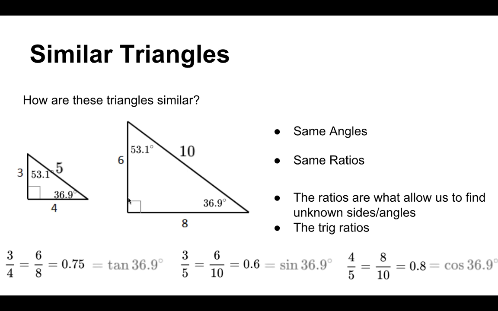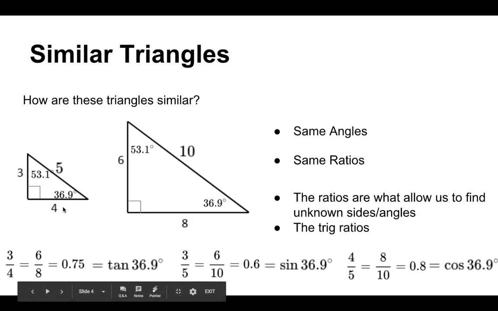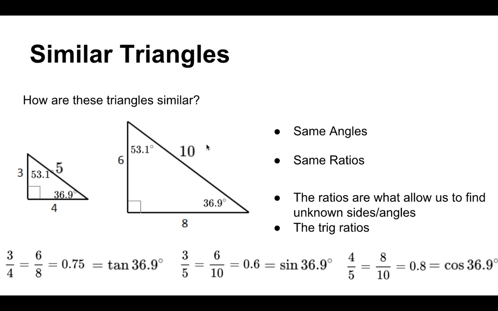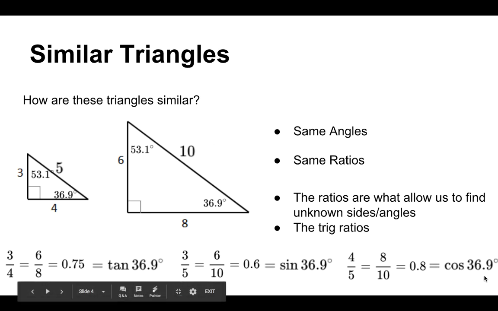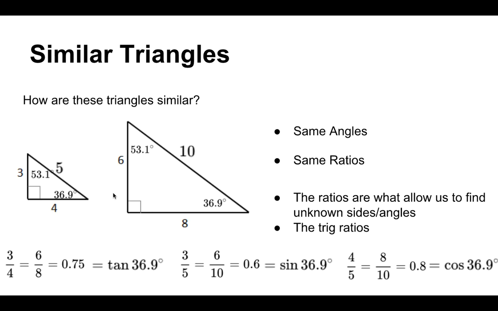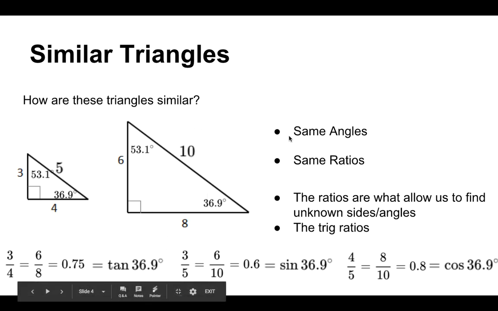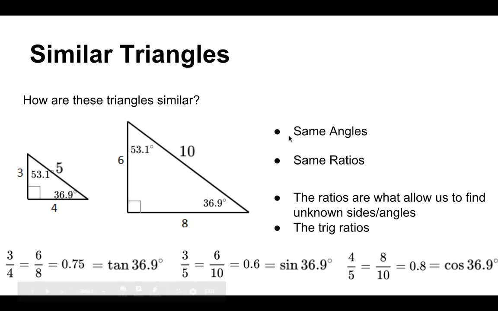The trig ratios: we call this one tan, opposite over adjacent, from 36.9. This one's sine of 36.9, which is opposite over hypotenuse. And cos of 36.9 is adjacent over hypotenuse. You can see that it doesn't matter how big the triangle is. The ratio is always 0.8 because it's just a scale of the other one. And so that tells us the angle.